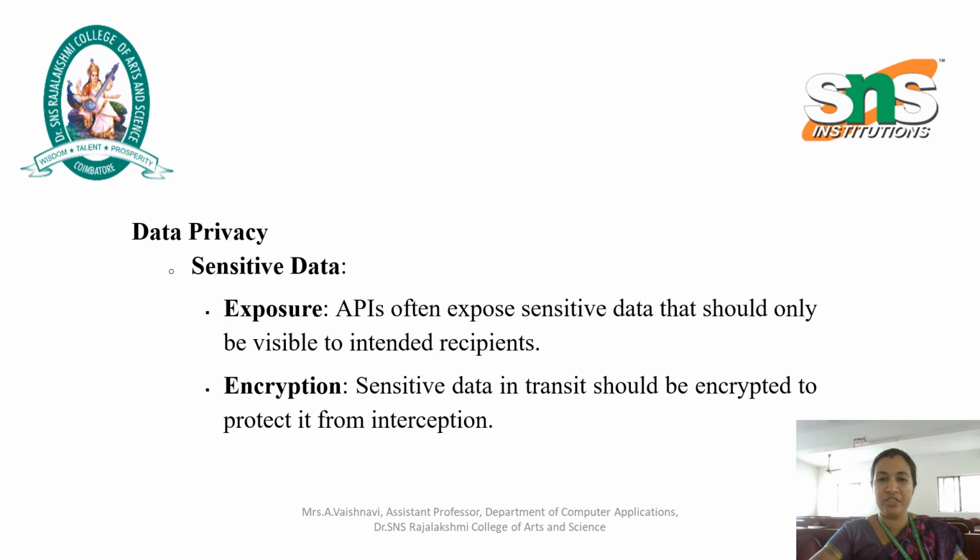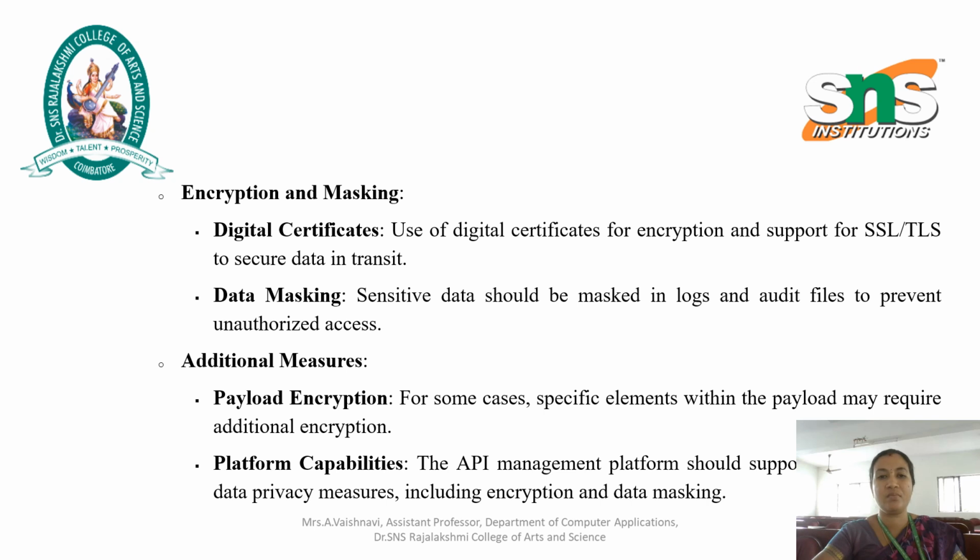Data privacy, sensitive data exposure. APIs often expose sensitive data that should only be visible to intended recipients. Encryption: sensitive data in transit should be encrypted to protect it from interception. We are going to see encryption and masking, digital certificates: use of digital certificates for encryption and support for SSL/TLS to secure data in transit.